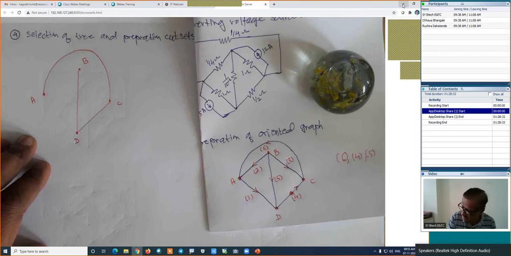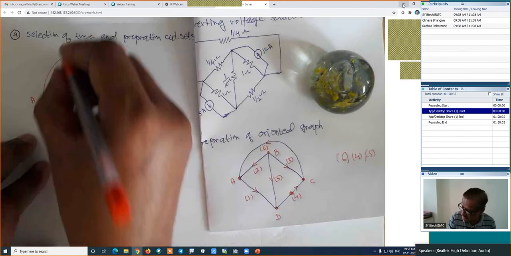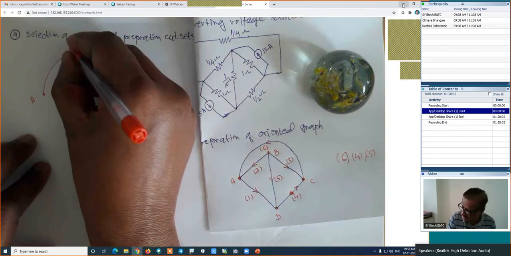Is it right? Now here if we have taken this as a tree, what are the remaining branches? Otherwise I will give names to these branches first. Its direction is backward, which is branch number 6.